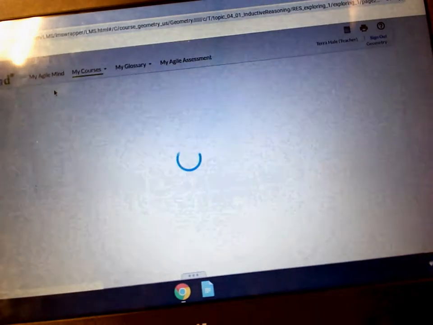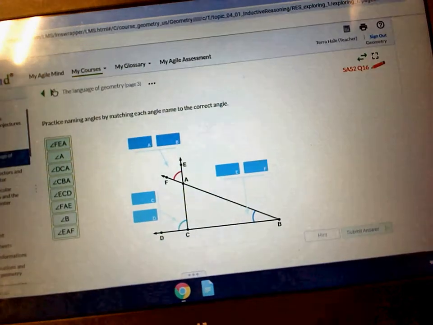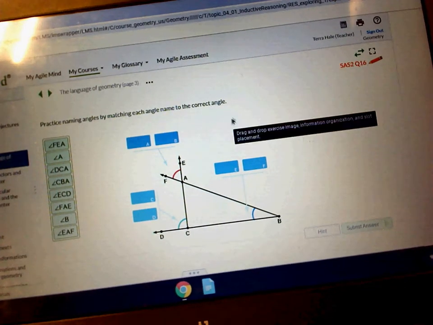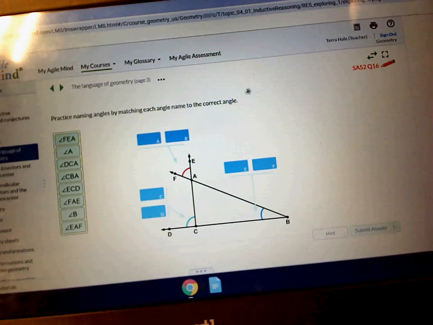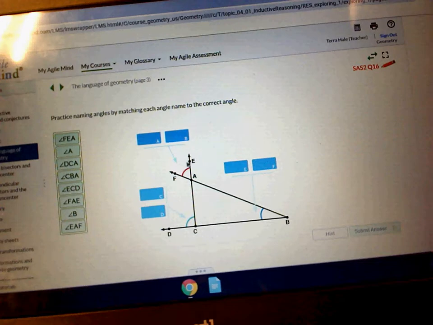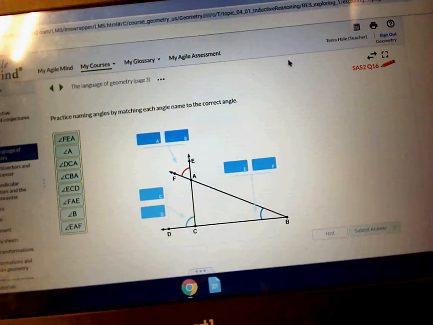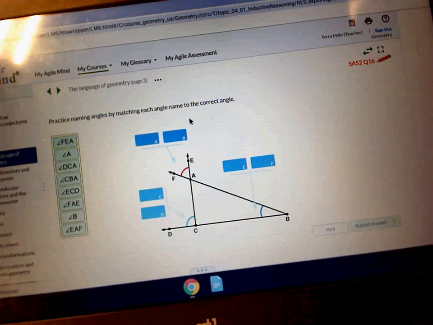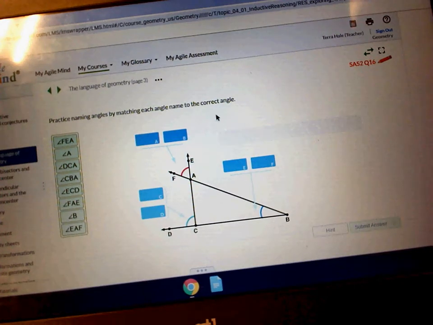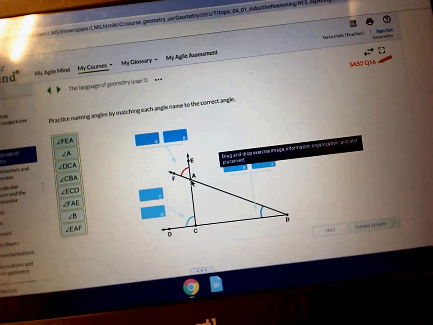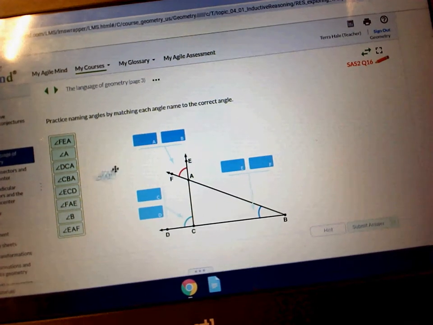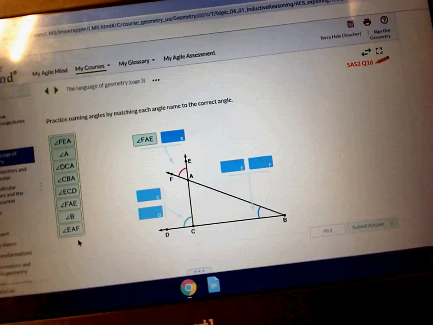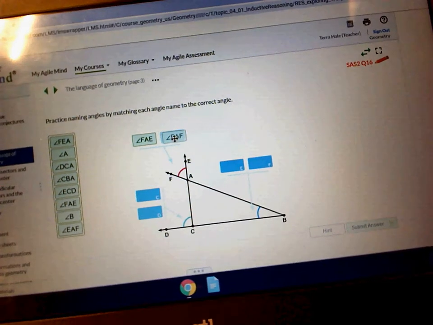Okay, let's look at number 10. See how you did on it. Practice naming the angles, matching the name to the correct angle. Okay, so if we're talking about this angle, right here, with the F and the A and the E, we can name it with 3 letters, but we remember the vertex has to be in the middle. So the point they have in common is point A, so A has to be the middle letter. So we can name it angle FAE or angle EAF. A has to be in the middle.